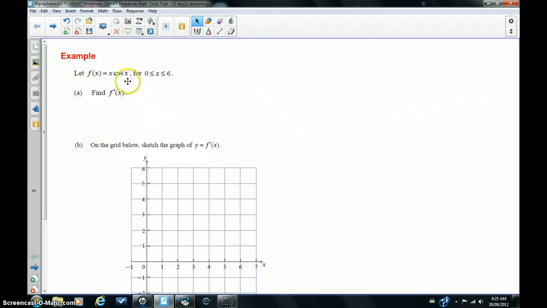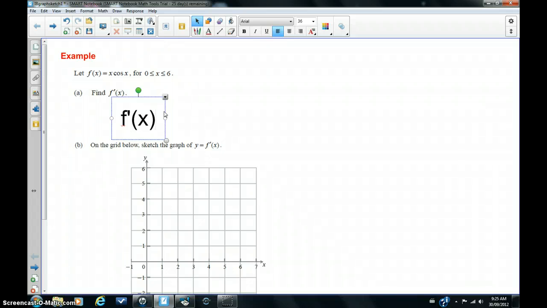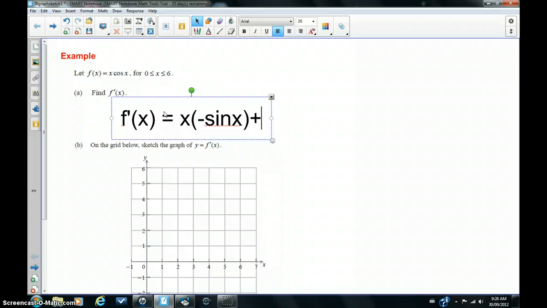If you look at x times cosine x, it's clearly a product, so we're going to use the product rule to find the derivative of the function. So f dash x equals, we keep the first part constant, which is x, multiply that by the derivative of the second part, and if you differentiate cosine x you get minus sine x, plus keep the second part constant, which is cosine x, and if you differentiate the first part, which is x, the derivative of x is just 1.